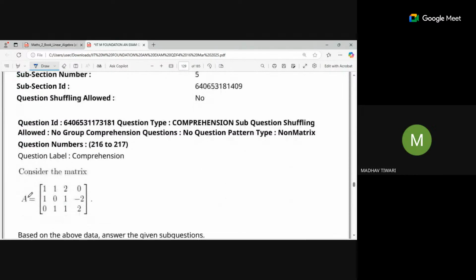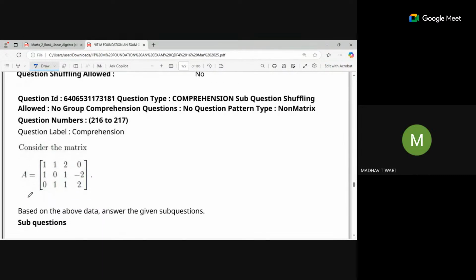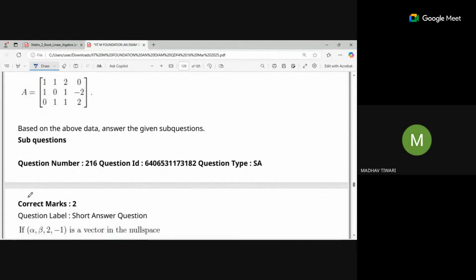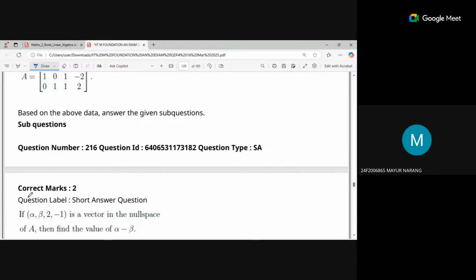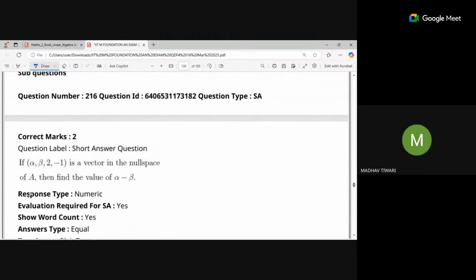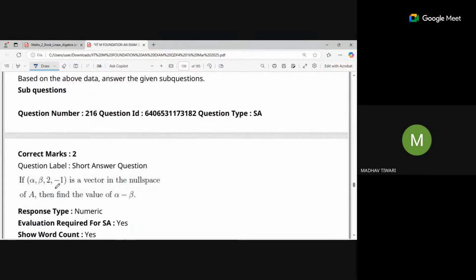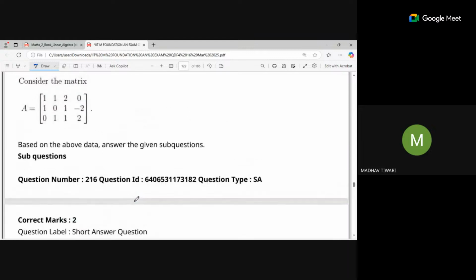After that, another matrix A is given here in this one. Yes, Mayu? You can mute yourself. So in this one, you have to find out, okay, a vector is given, and it is inside the null space. So we have to find out the alpha minus beta value.